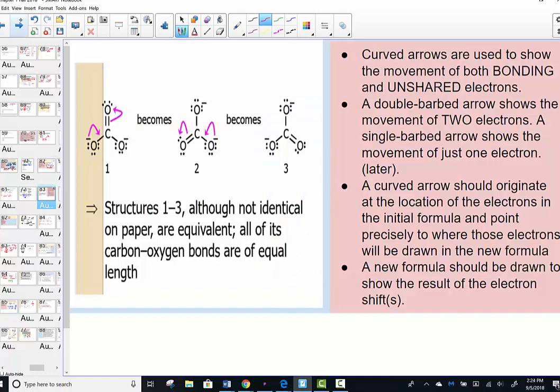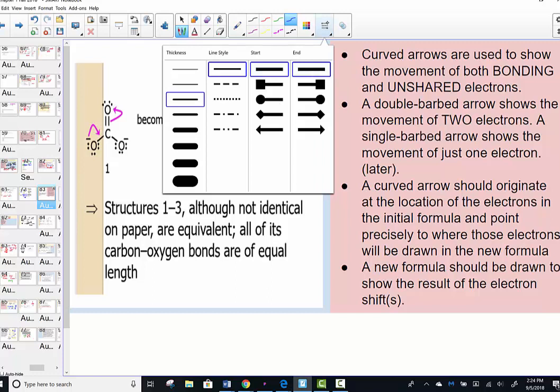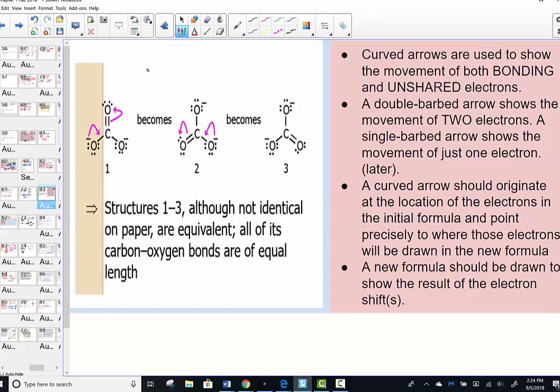A resonance structure is not truly a single bond or a double bond, but kind of that tweener bond between the length of a single and a double. It says structures 1 through 3, although not identical on paper, are equivalent. All of its carbon-oxygen bonds are of equal length. Now I want to remind us in terms of bond length. The longest bond length is a single bond. A little bit shorter is a double bond, and even shorter would be a triple bond.